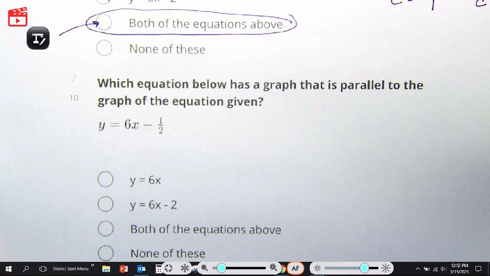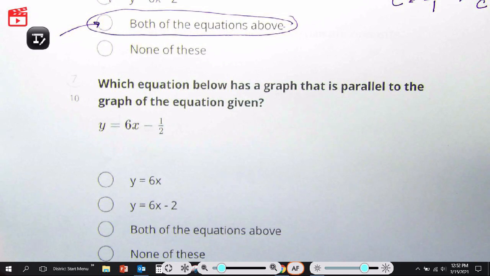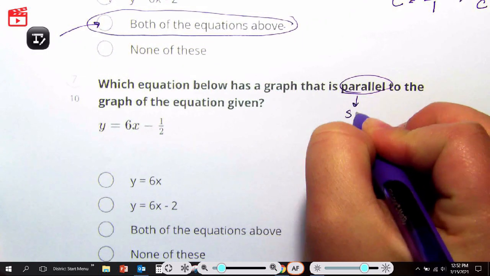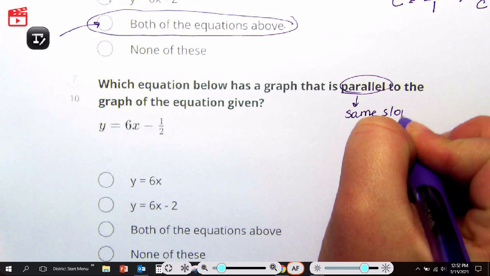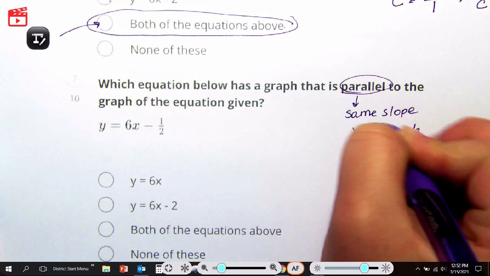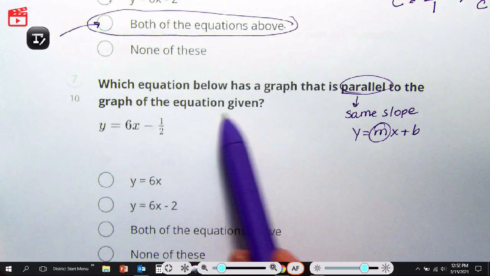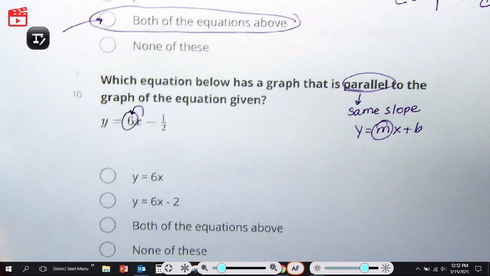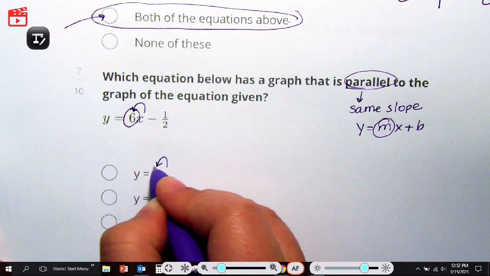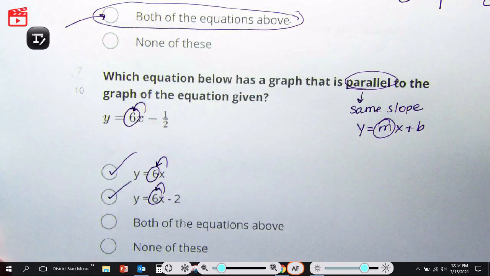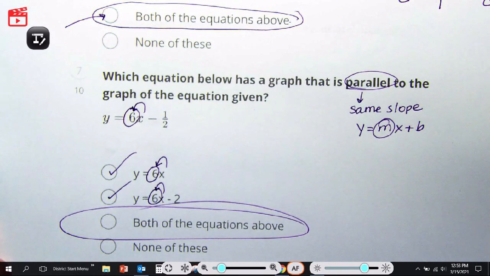So move on. Which equation below has a graph that is parallel? Again, parallel means same slope. That means this number in front has to be the same, can't change it, to the graph of the equation above. So now we have 6 in front of x. Does this have 6 in front of x? Yes. Does this have 6 in front of x? Yes. So that means both of these equations are parallel.